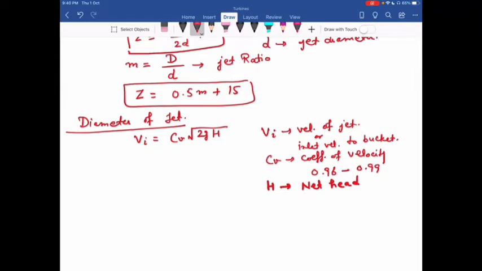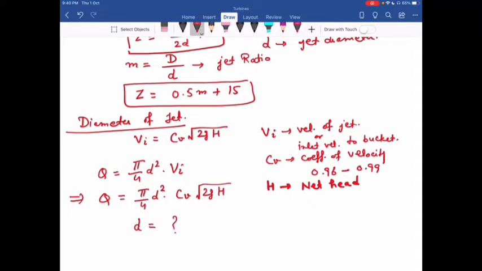Now further, the discharge through the nozzle I can write as Q is equal to cross sectional area pi by 4 d square into Vi. Further I write it as pi by 4 d square into Cv under root of 2gH. So this is equal to the discharge Q. So if we have the value of discharge and the value of H, we can calculate d, that is the diameter of the jet.